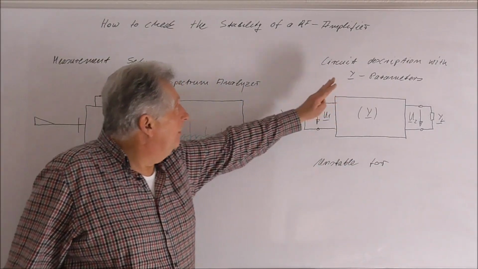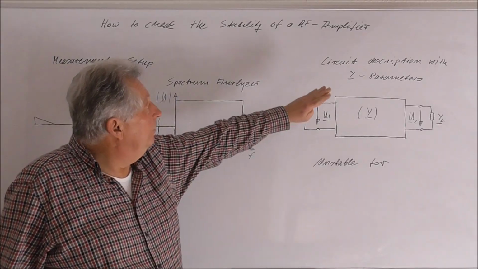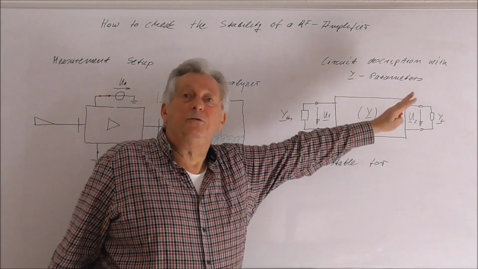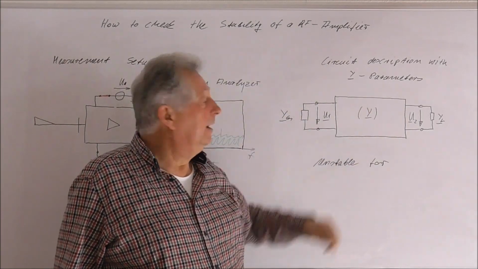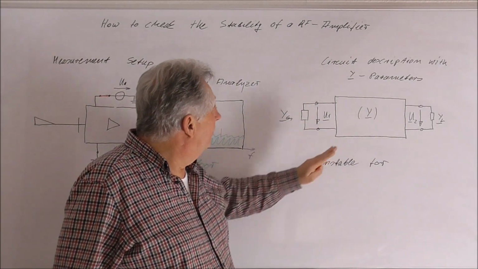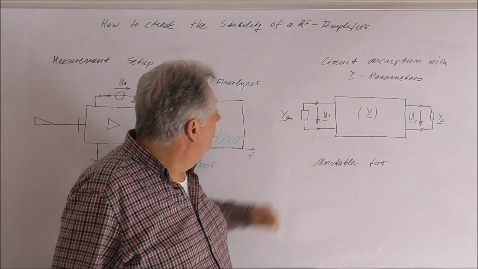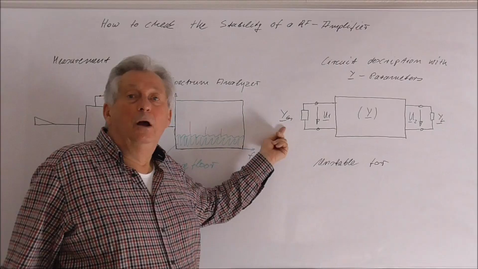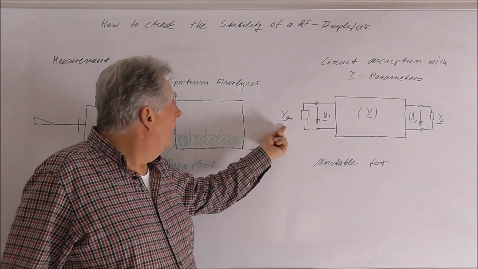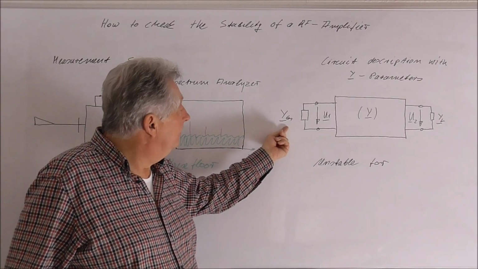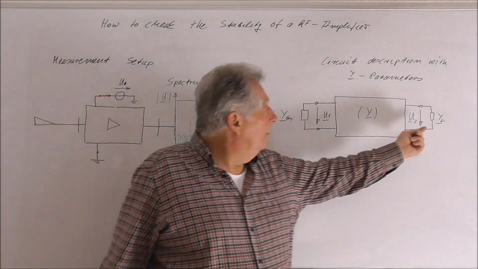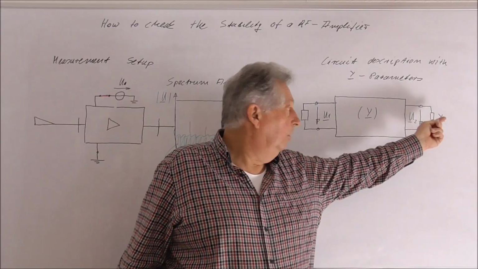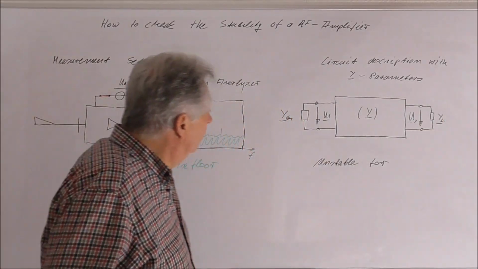If I describe this circuit with the help of the Y parameters, normally we can describe the whole amplifier or an active device with the help of the Y parameters. And now, in contrast to this situation, I use an arbitrary generator admittance at the input, and an arbitrary load admittance at the output.